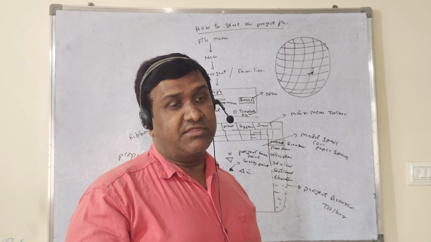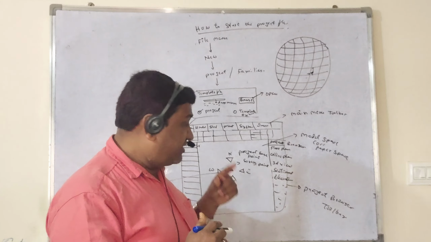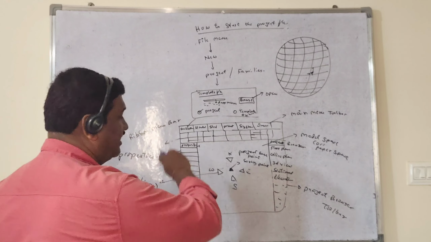So you have to give the XYZ values here in the survey point or base point. Both points you have to give. Then only will your model be developed exactly at that point. It will happen. Okay, so that will be at the center of your screen.